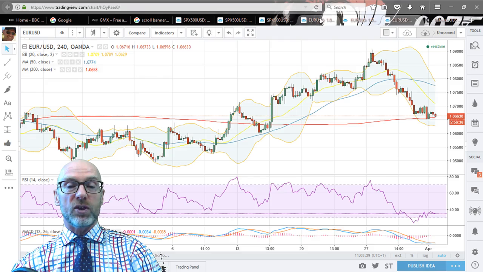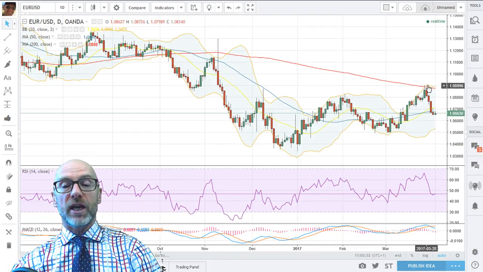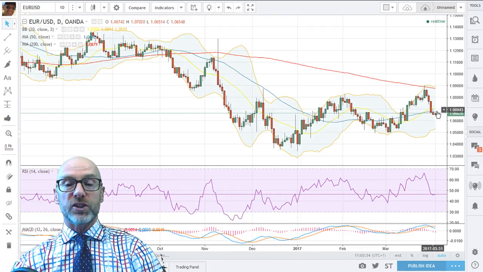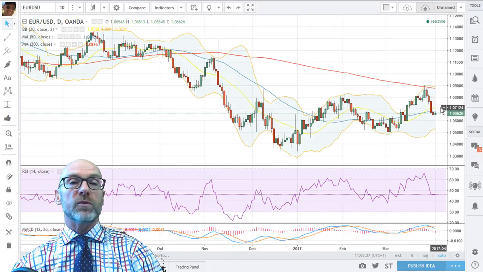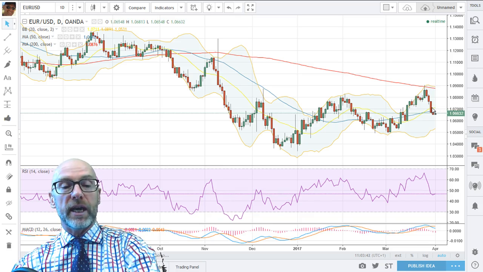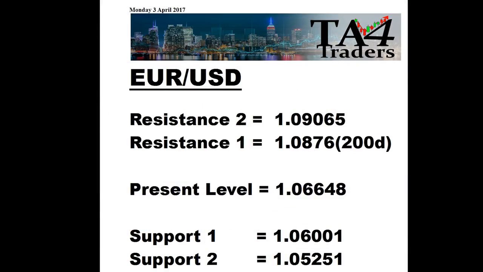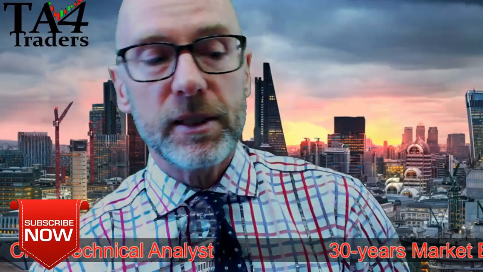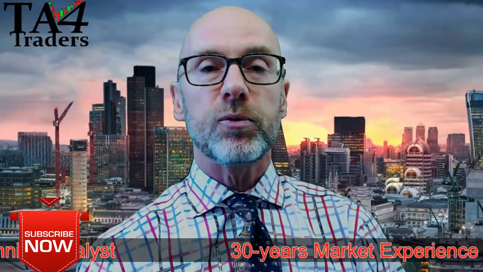But as I said, if you look at the daily, very bad sign that we couldn't go through that resistance, and any short-term rally would be seen on the daily as a negative sign. Looking at the support resistance levels, as I said, the 200-day is key, 108.76. Resistance 2 is 109.065, and to the downside the same levels that we were looking at a couple of weeks ago, 106.001 and 105.25.